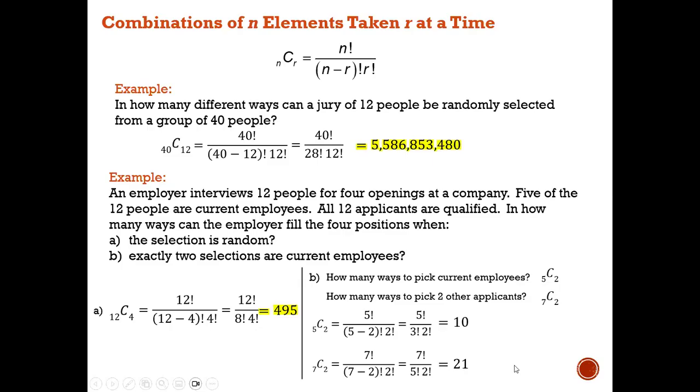Now, just like our counting principle, you multiply. Well, how many ways are there of picking the current employees times how many ways there are of picking the other 2? So then I multiply these 2 here. 10 times 21 is 210, okay?